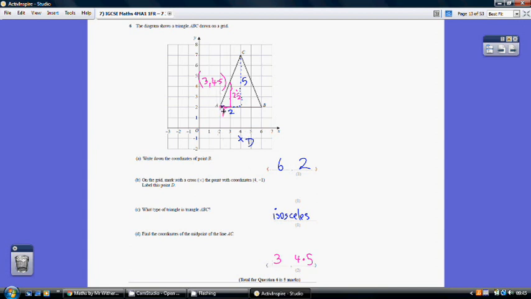Similarly with the y coordinates, the y coordinate of A is 2, the y coordinate of C is 7, the average of 2 and 7 is 4.5. Now I've worked out that average by adding the two together. 2 add 7 is 9, and then halving that to get my 4.5.